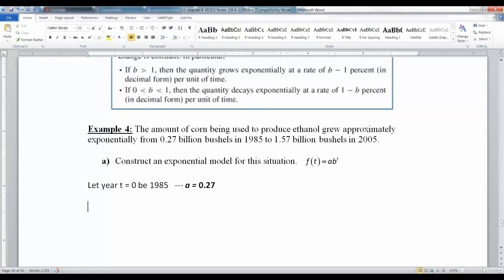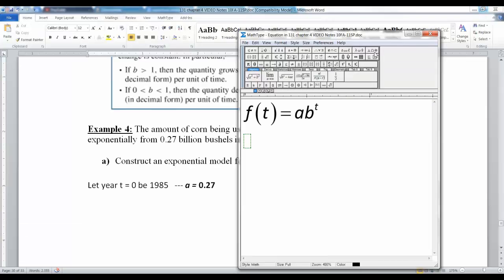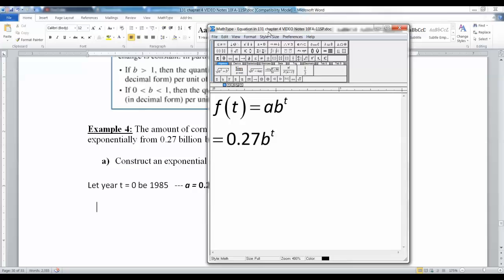Well, I can do this a couple ways. I know it's f of t equals A B to the t. I know that A is 0.27, so let me put this in. 0.27 B to the t, and I want this to be equal to that other number over there, which was 1.57.